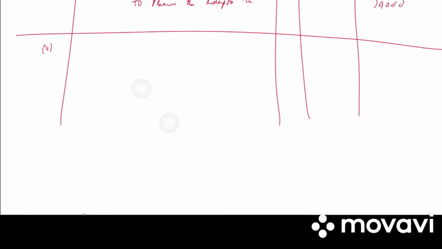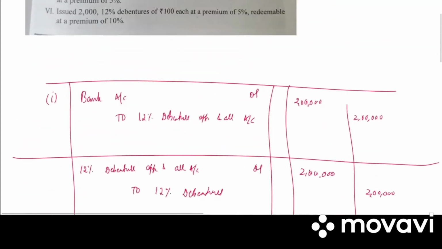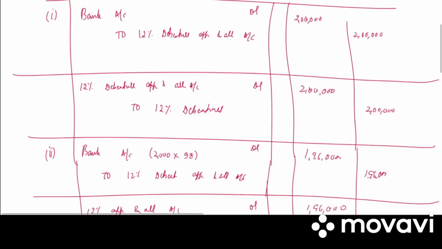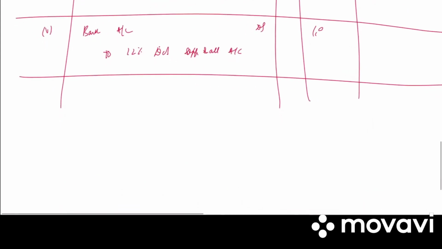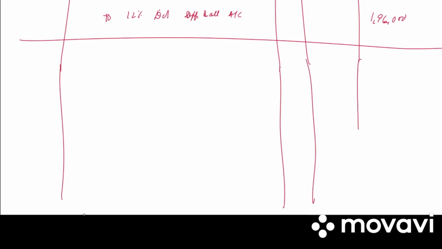Next, write down case 5. It is issued at discount and redeemed at premium. So bank account debited to 12% debenture application and allotment account. Discount is 2%, so it is 1,96,000 debit, 1,96,000 credit. Write the narration. Application money received.